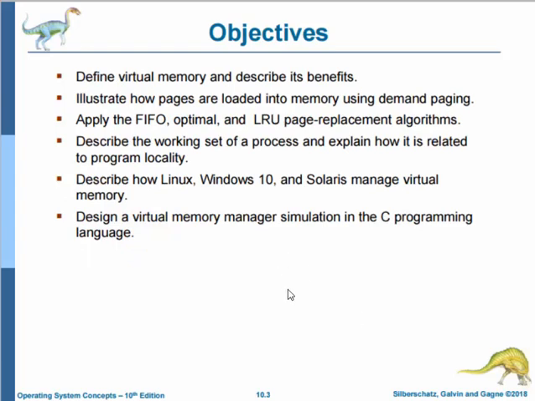The objectives of the topic: at the end of this topic, you should be able to define virtual memory and describe its benefits, illustrate how pages are loaded into memory using demand paging, apply the first in first out, optimal, and LRU page replacement algorithms. And we'll try to describe the working set of a process and explain how it is related to program locality. And then we'll describe how Linux, Windows 10, and Solaris manage virtual memory. And we'll try to design a virtual memory manager simulation in the C programming language.